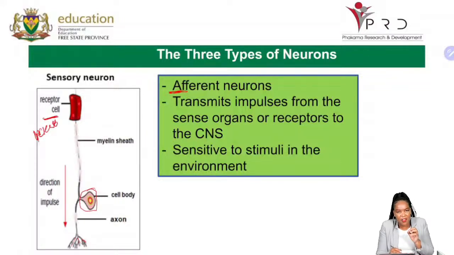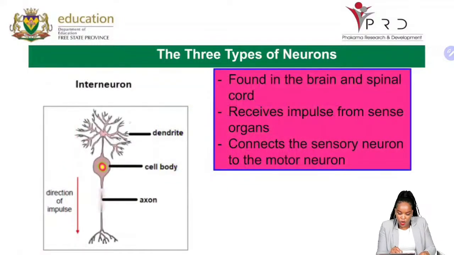So this is going to receive impulses from the receptor. Then it has the myelin sheath, cell body is on the side. Sensory, cell body on the side. Then you come to the interneuron. Now the interneuron is the one that is found between the sensory neuron and the motor neuron. You can say it is in the middle.